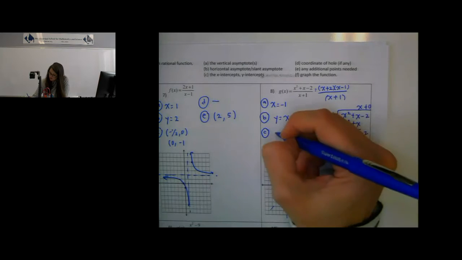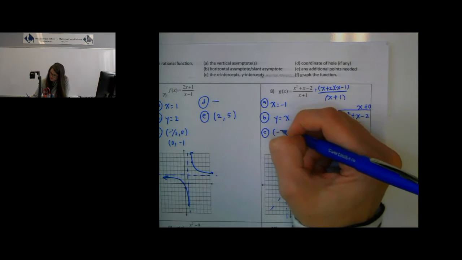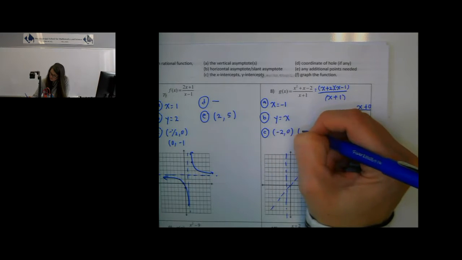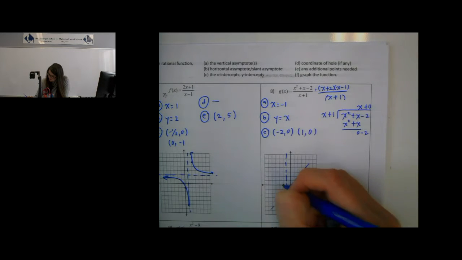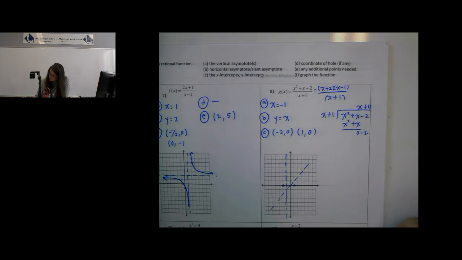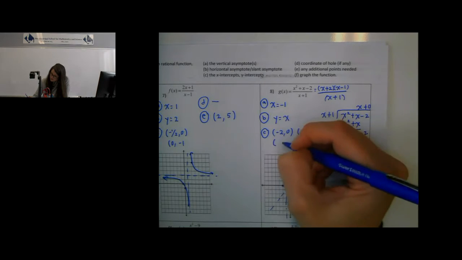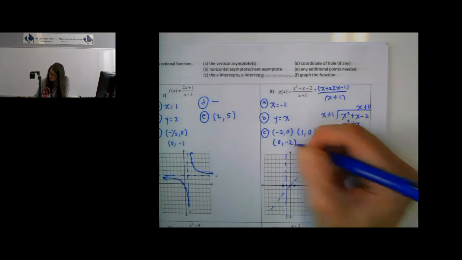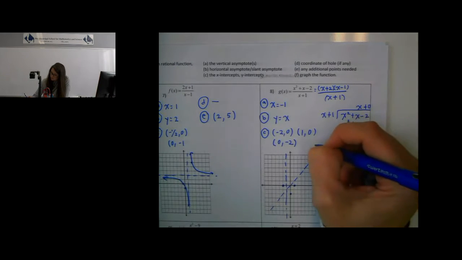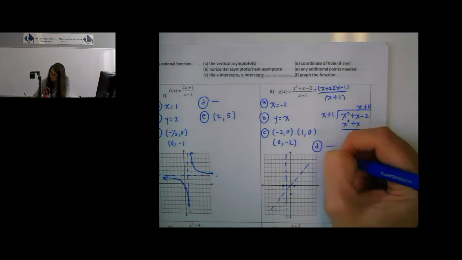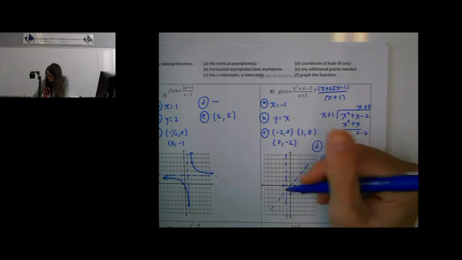X-intercepts, so set the numerator equal to 0, so negative 2 is an x-intercept, so negative 2, 0, and 1, 0. Y-intercept, plug 0 in. So the y-intercept is going to be 0, negative 2. Okay, there is no hole. No hole.